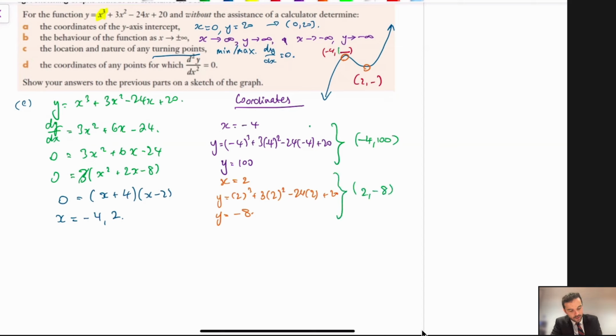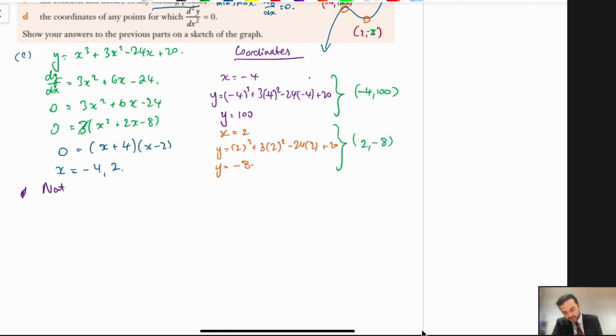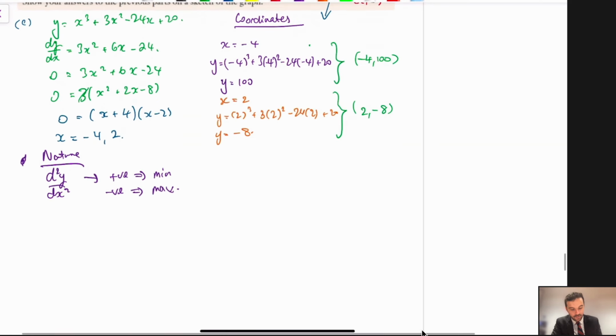We now need to check their nature. Let's find the nature of these points. First thing, d squared y by dx squared, and we know if this is positive, then it's going to be a min, and if it's negative, it's going to be a max. So let's investigate both our turning points. Differentiate again: 6x plus 6. That's our double diff function, and then we're going to plug in our x values.